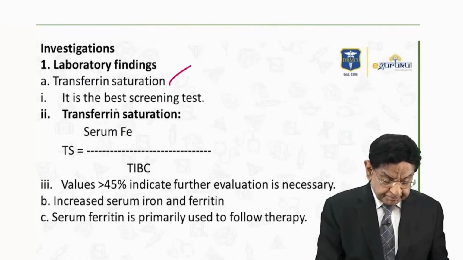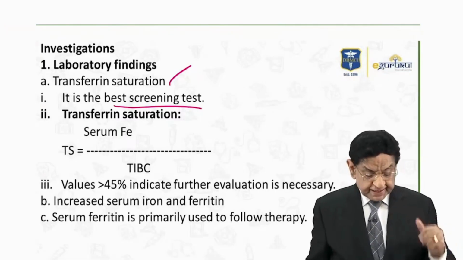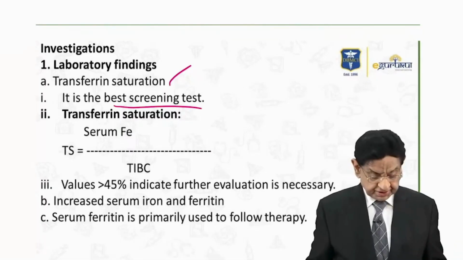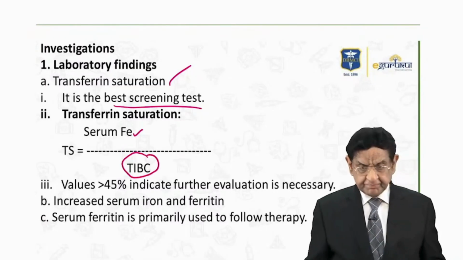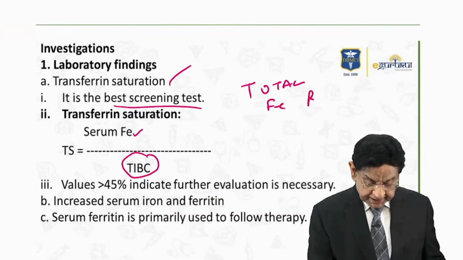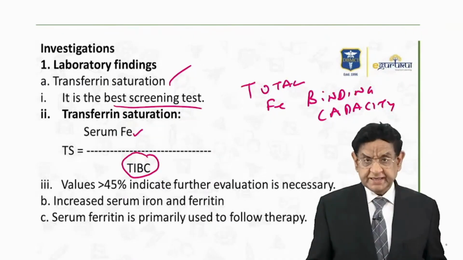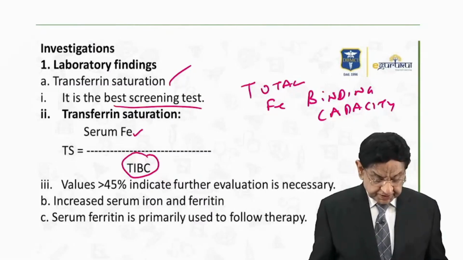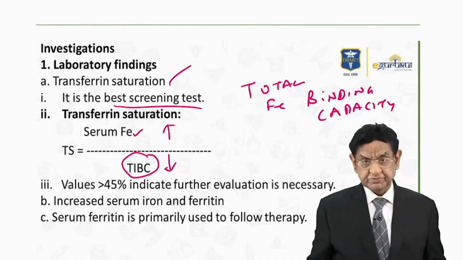Now lab findings. Transferrin saturation is the best initial screening test. How do we calculate transferrin saturation? Serum iron divided by total iron binding capacity. TIBC stands for total iron binding capacity. In fact, in these patients, serum iron level is very high and TIBC is reduced.